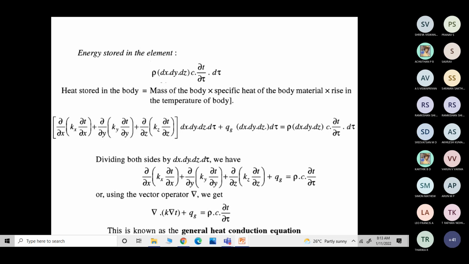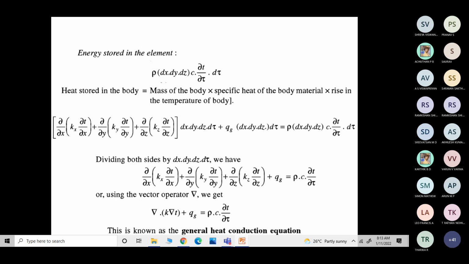And similarly, we also know that the energy stored in the element is rho into volume into C into ∂T/∂t. In other words, the heat energy in the body is mass into specific heat capacity into rise in temperature. Now, we know what density is. Density is mass by volume. Am I correct? So mass is equal to density into volume. We can write that like that also.